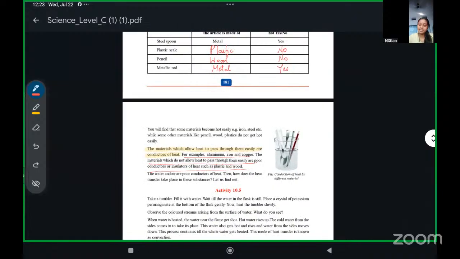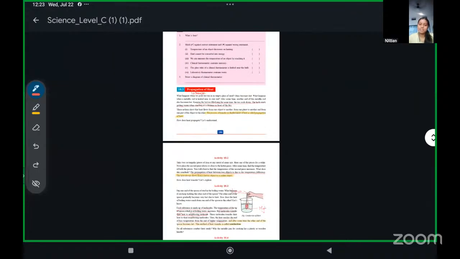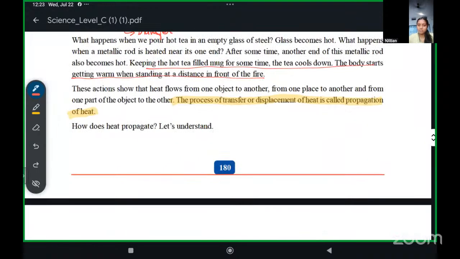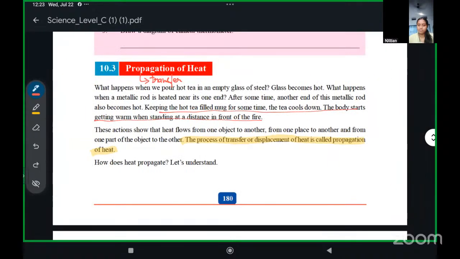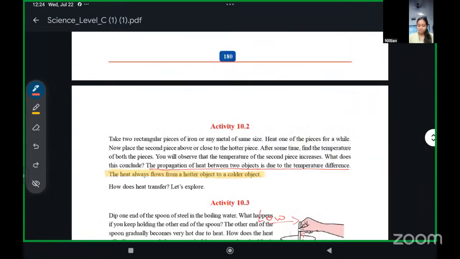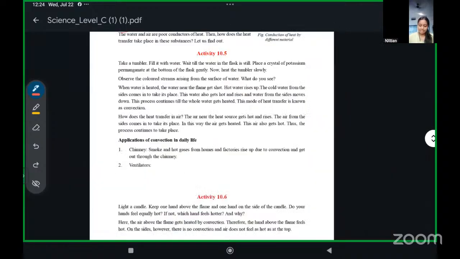Any questions still here in the concept of propagation of heat? No? Okay, then.